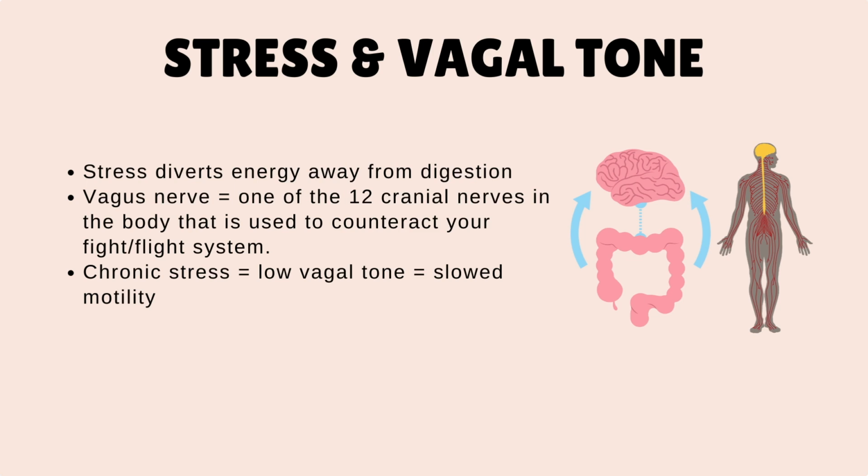When discussing stress and constipation, it's important to discuss the vagus nerve, as this helps better understand why stress can be so damaging for digestion. So the vagus nerve is one of the 12 cranial nerves in the body that is used to counteract your fight or flight system. The vagus nerve is the longest nerve of the autonomic nervous system that comprises both sensory and motor fibers to help control involuntary bodily functions.